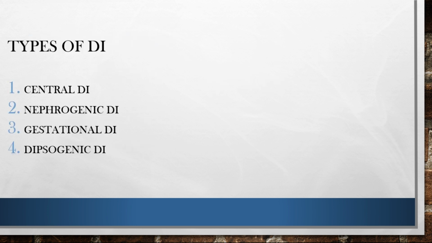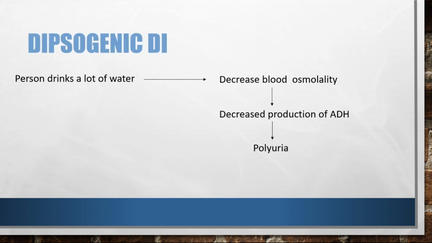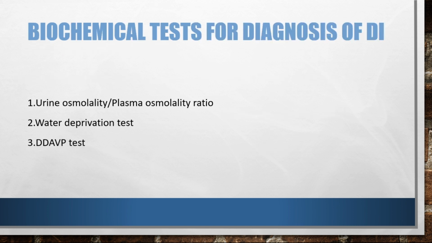The fourth one is dipsogenic diabetes insipidus. Any patient with a psychological defect drinks a lot of water, due to which there is reabsorption of the water and decreased blood osmolality. Decreased blood osmolality is sensed by the osmoreceptors, and they will reduce the production of ADH from the hypothalamus. And if the ADH cannot function, then there is no reabsorption of water from the kidney, which can lead to polyuria.